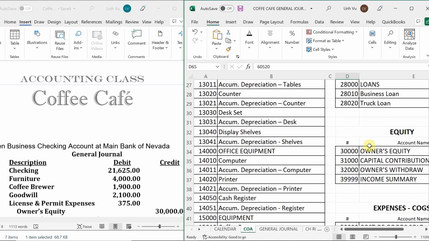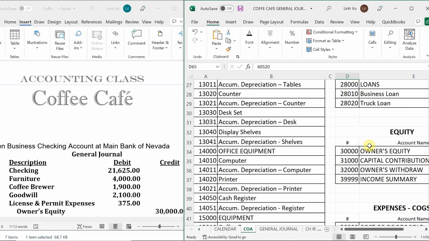Now, how does each one affect it, right? We've got to use our business accounting model. How does each one affect my accounts? Well, first off, I'm increasing my cash flow, right? I'm increasing my checking account because I'm putting money into my checking account. So if I'm increasing my assets, that's a debit, okay?